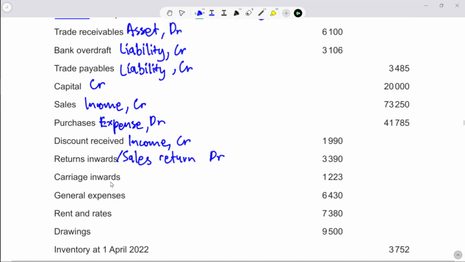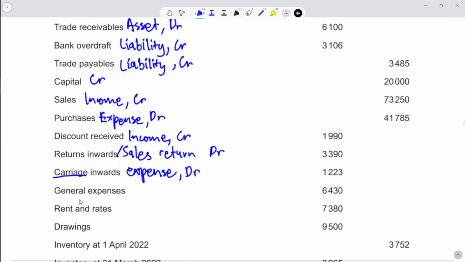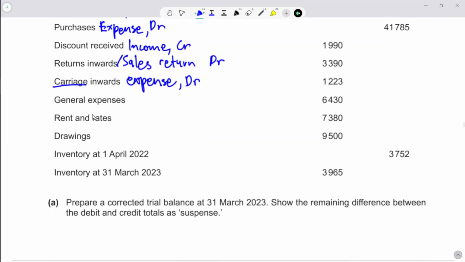For carriage inwards, carriage is an expense, so we debit. For this one, expense, so we debit. For rent and rates, it's an expense, so we debit. Drawing, so we debit.